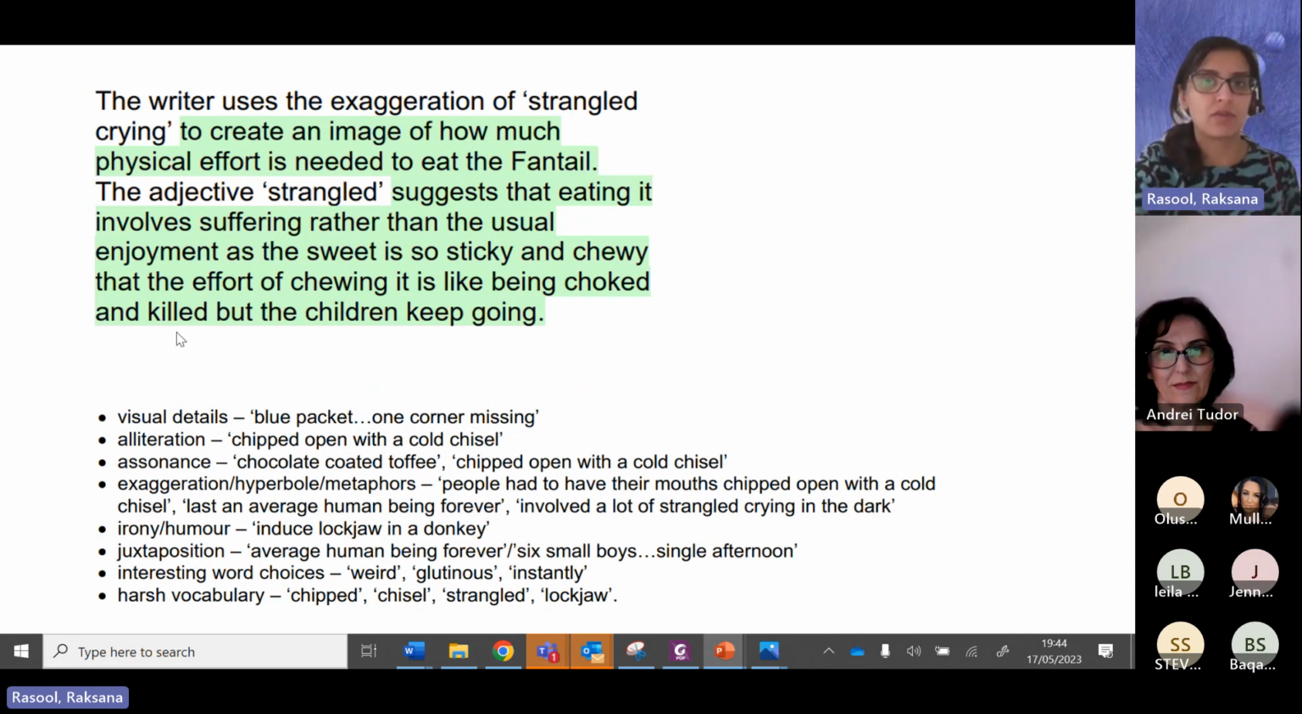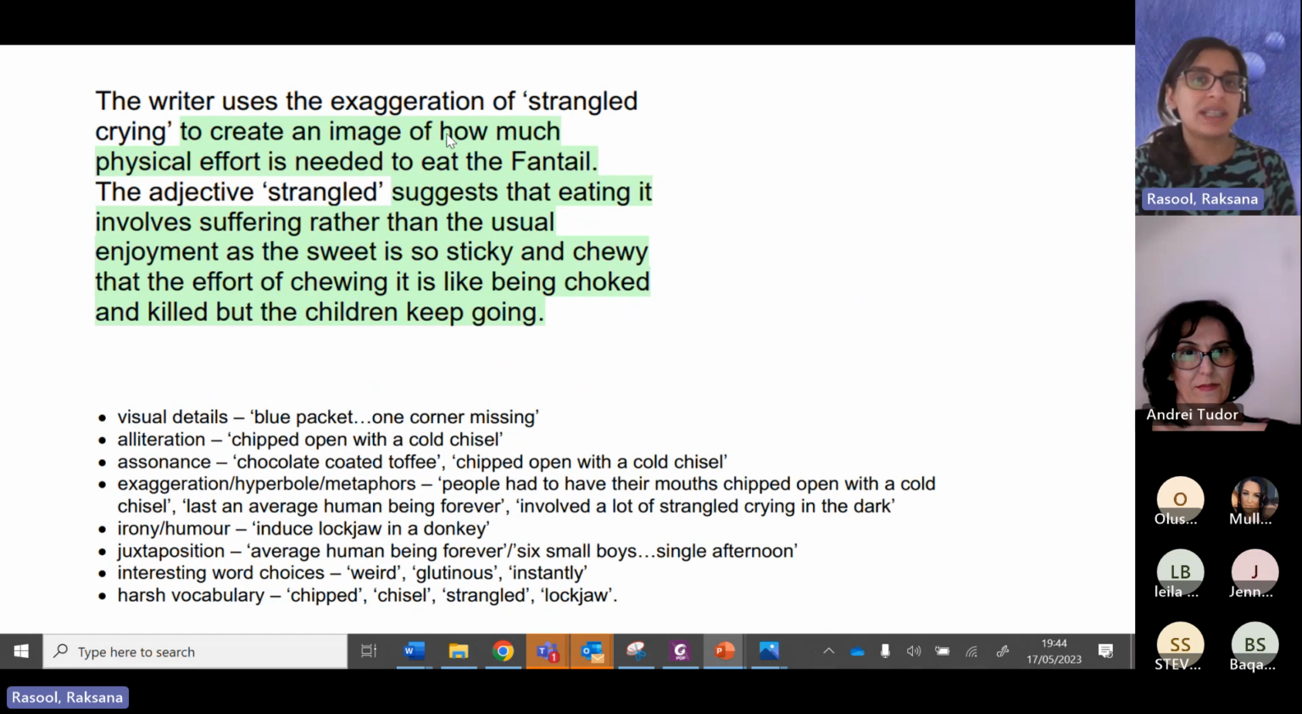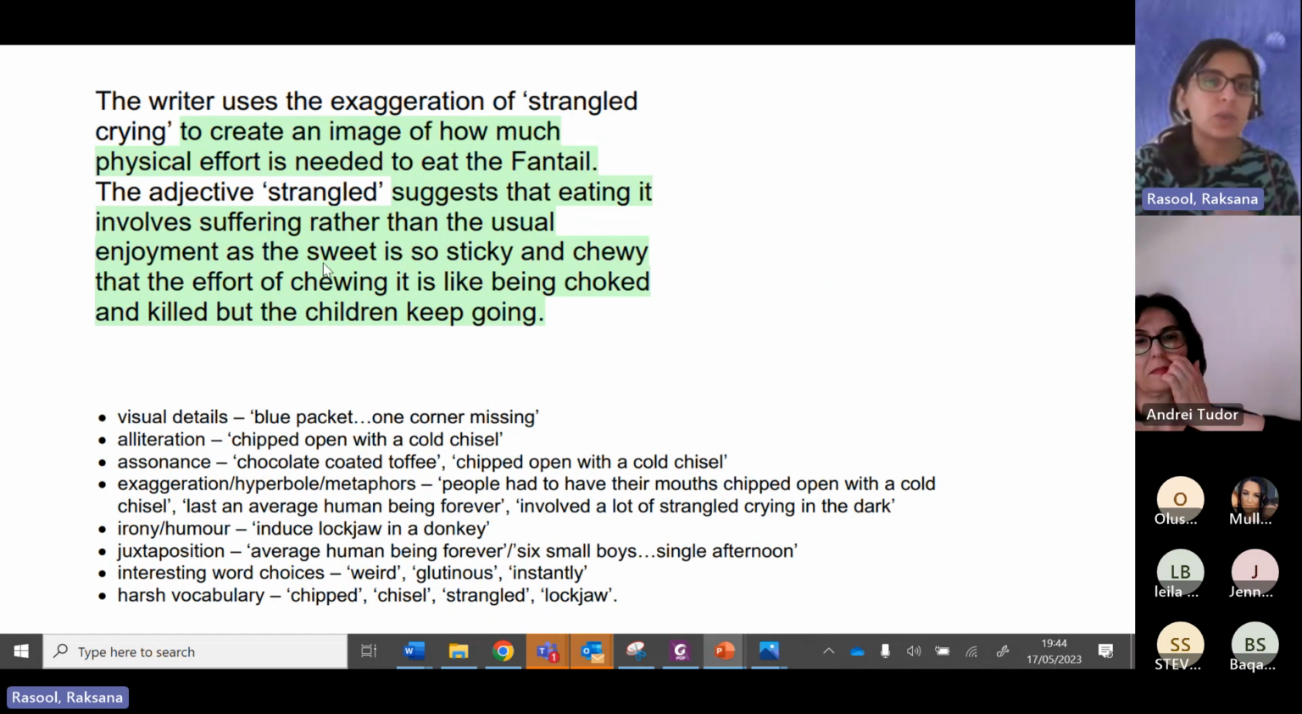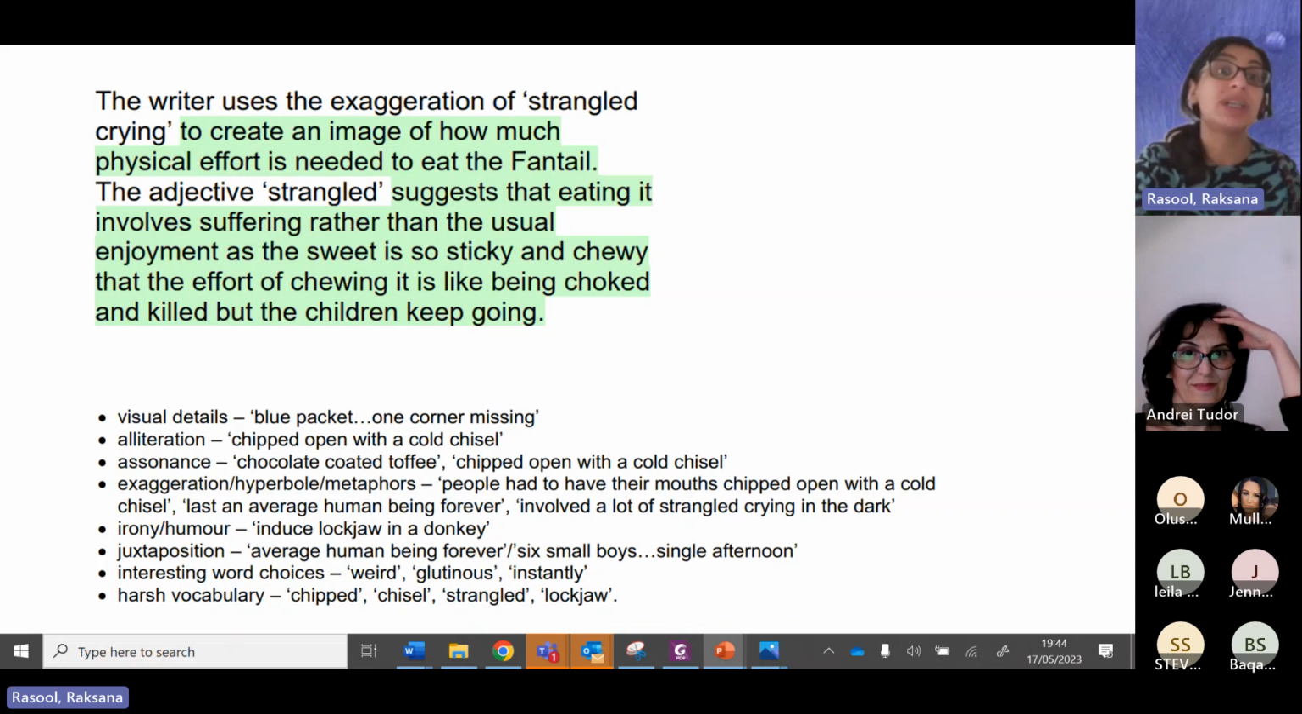So here's an example of strangled crying. The writer uses exaggeration of strangled crying to create an image of how much physical effort it is to eat the fantail. The adjective strangled to describe the crying suggests that eating involves suffering rather than the usual enjoyment, as the sweet is so sticky and chewy that the effort of chewing it is like being choked and killed. But the children keep going, as they do because they're kids.